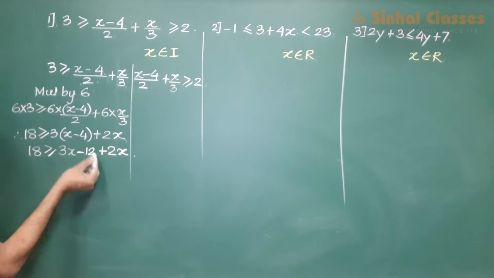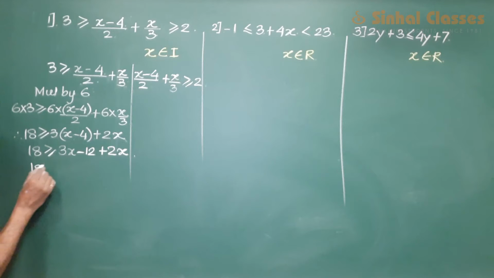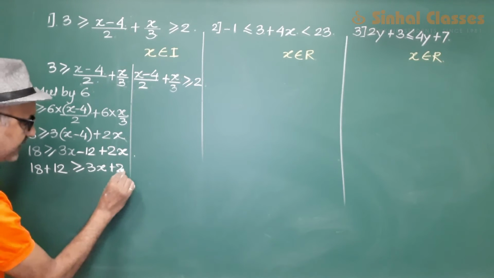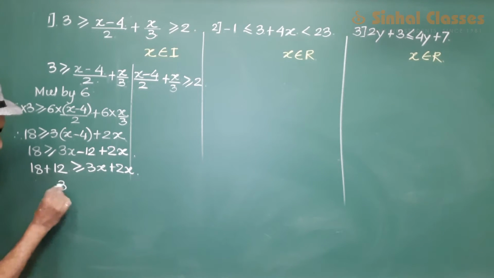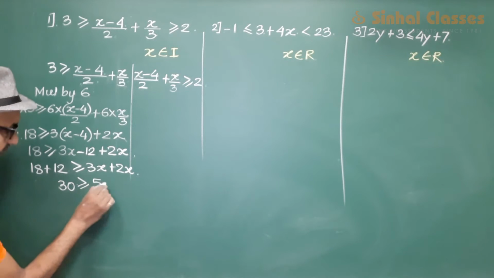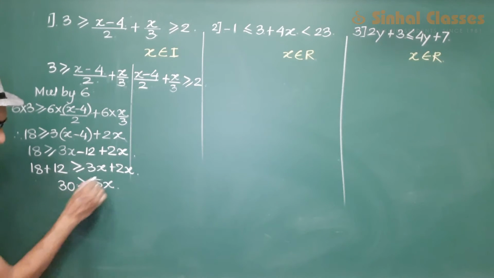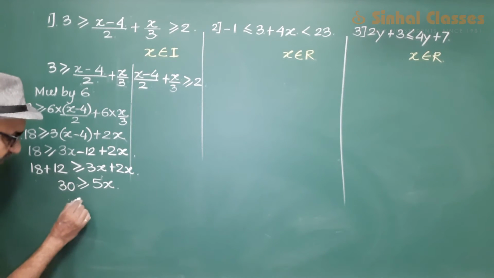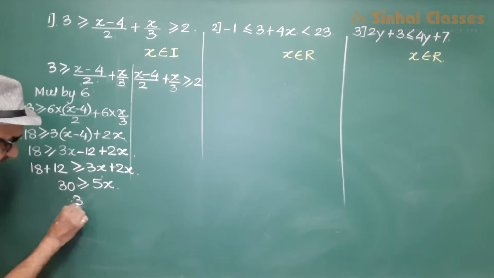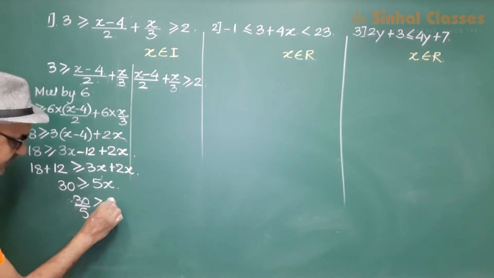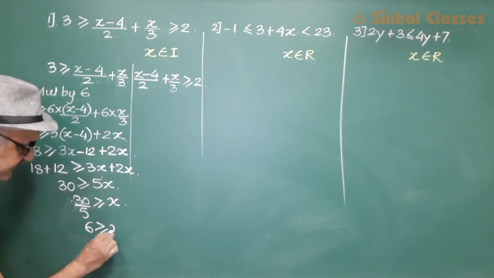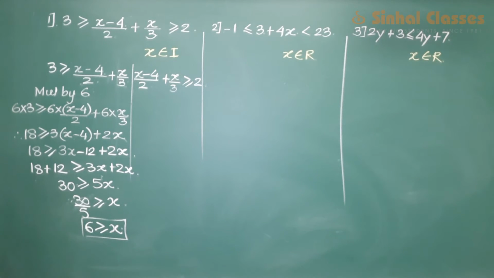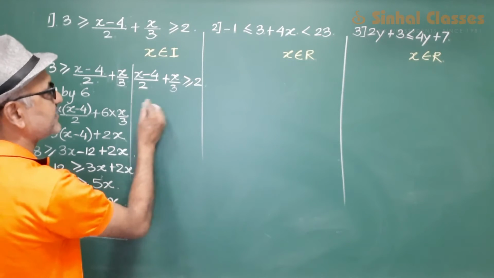Bring minus 12 to this side, it will become 18 plus 12 greater than or equal to 3x plus 2x, which is 30 greater than or equal to 5x. Shift 5 to this side; when you shift 5 to this side it is a positive number, so this will become 30 upon 5 greater than or equal to x. So 6 is greater than or equal to x. That means x is lesser than or equal to 6.